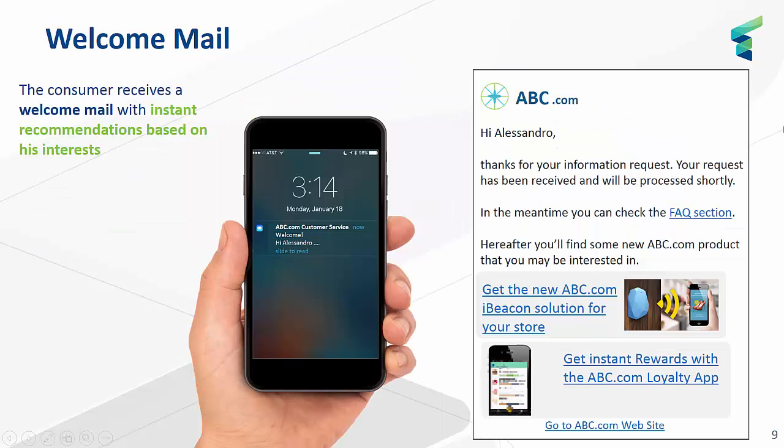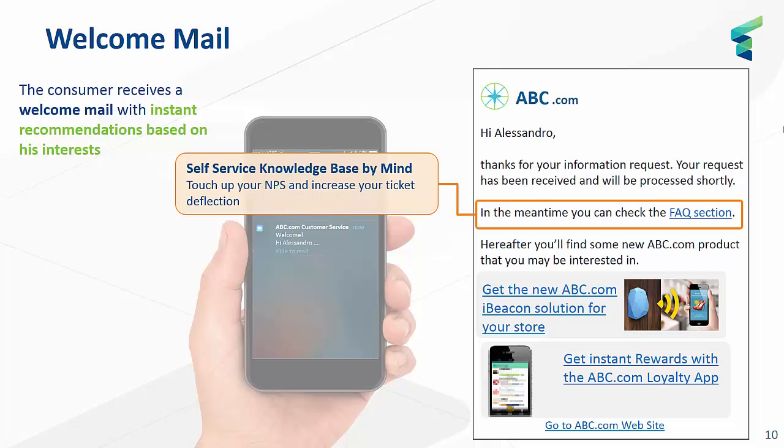Now let's analyze the content of the instant recommendation mail. Here we call it the welcome mail. In the mail body, a link to an FAQ section can be inserted. This way, we can provide immediate support to the user and thus raise the so-called Net Promoter Score, reducing the number of requests that need to be managed through our consumer contact center.